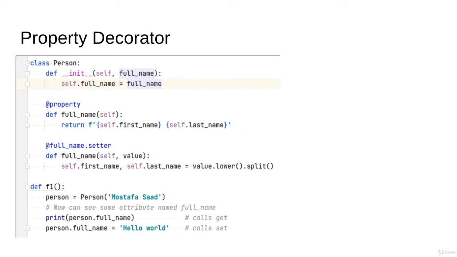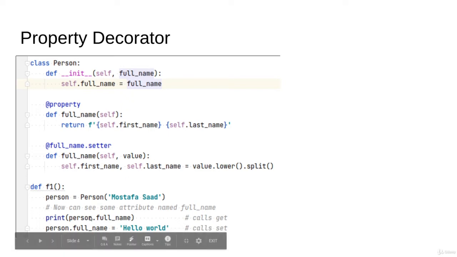The good advantage here is you didn't have to define the full name as a separate line. You didn't have to name this as get name or set name. No one outside the class now sees get full name, set full name. So this makes it a more elegant way than the other approach. Now again, if you call person.full_name, this will call the get. If you assign it a value, it will call the set.